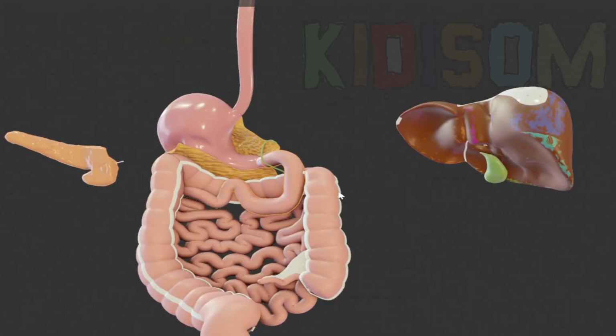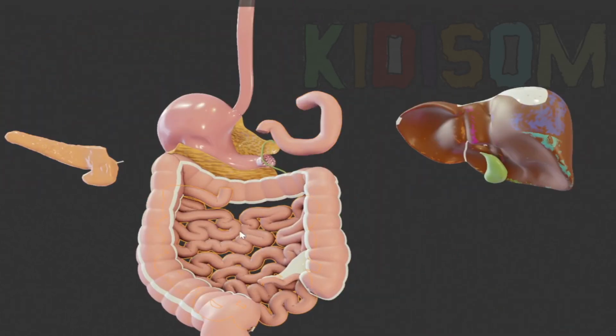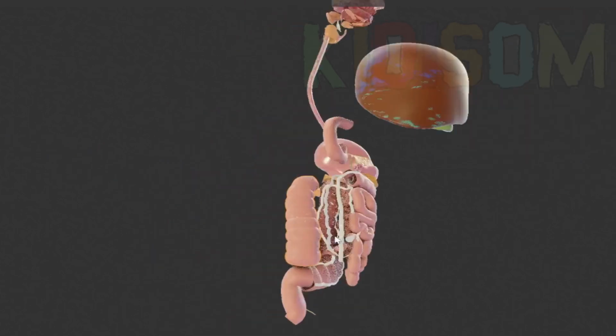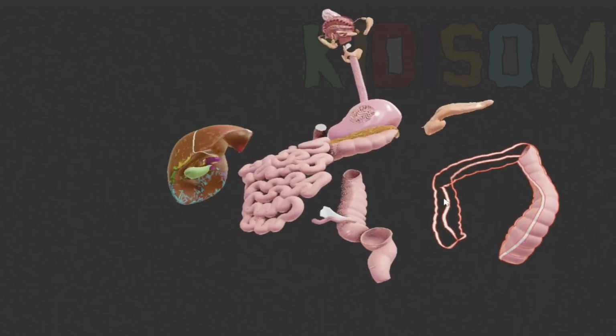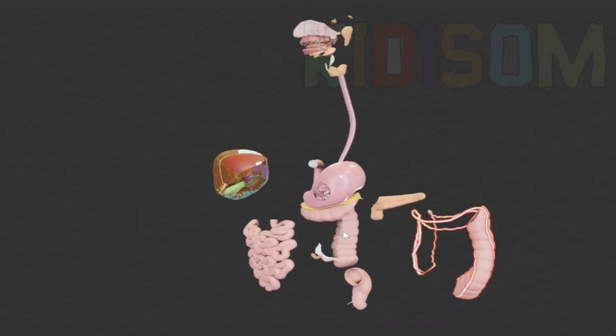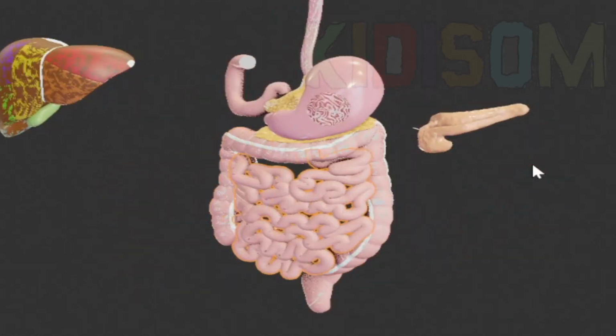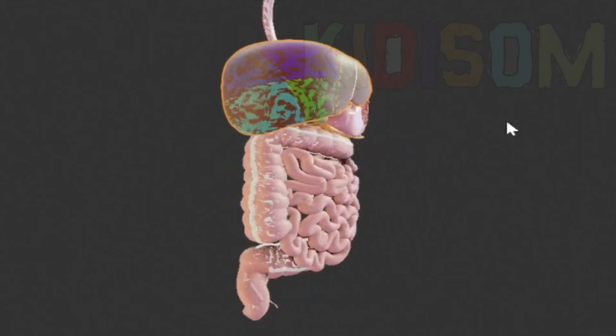So in summary, the gastrointestinal tract is a complex system responsible for breaking down food, absorbing nutrients, and eliminating waste. It involves several organs and coordinated processes to ensure our bodies get the energy and nutrients they need to function properly.